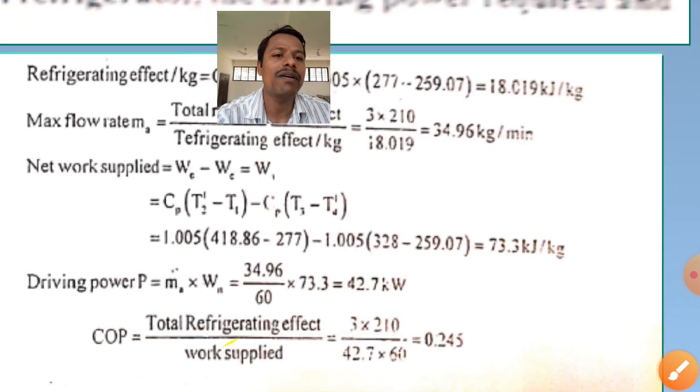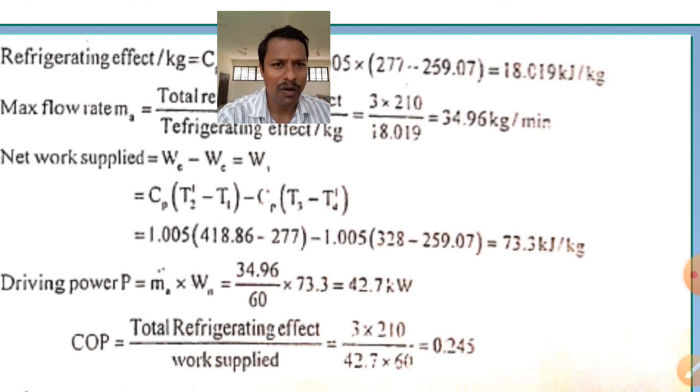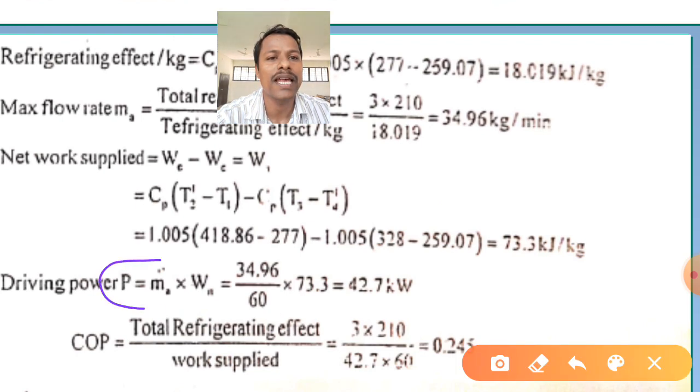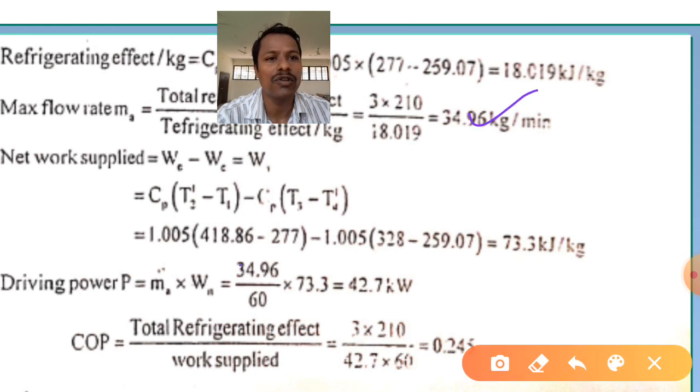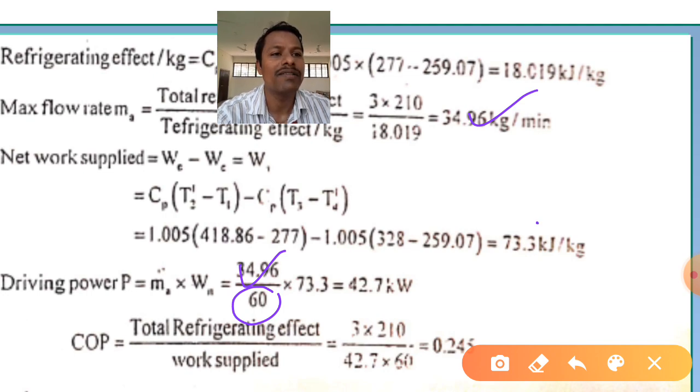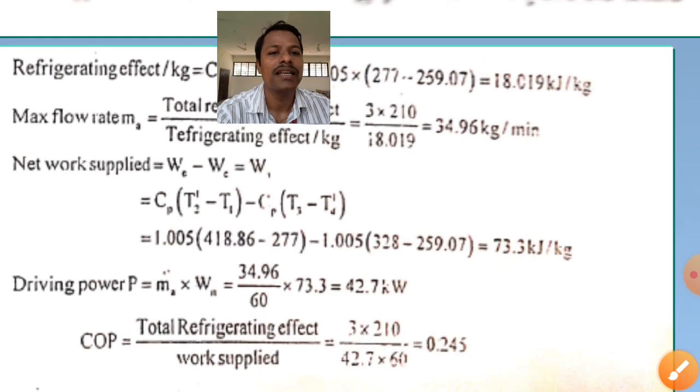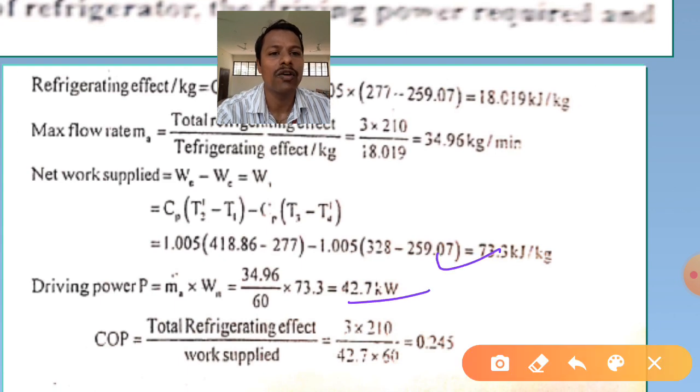And again, driving power, we know that power is given by mass flow rate of refrigerant and network. We know from the gas power cycles, mass flow rate of air into network. So, the mass flow rate of air is 34.96 kilojoule per minute. To convert minute into seconds I have written 60 here. So, that is 34.96 divided by 60 into network, that is 73.3 kilojoule per kg. So, finally, the driving power required is 42.7 kilowatt.